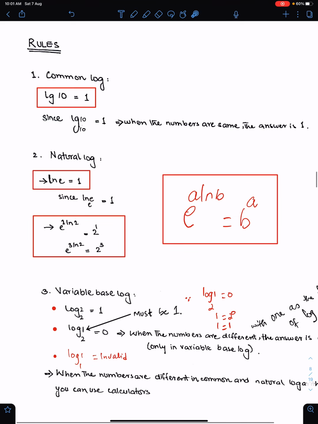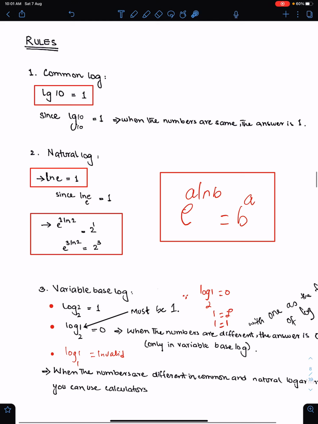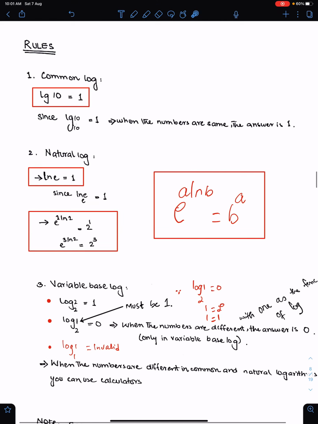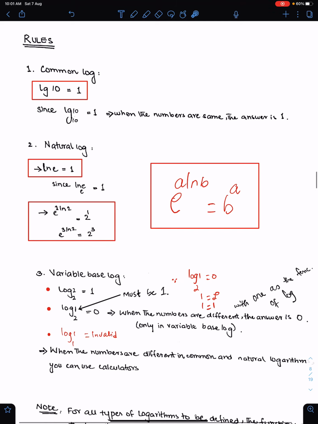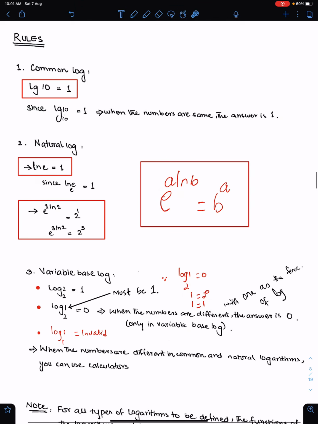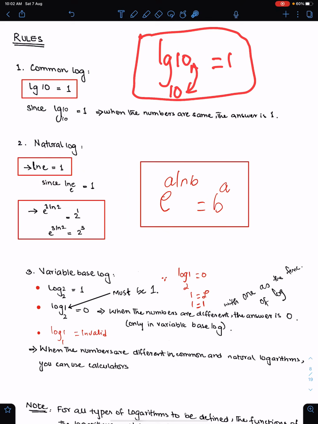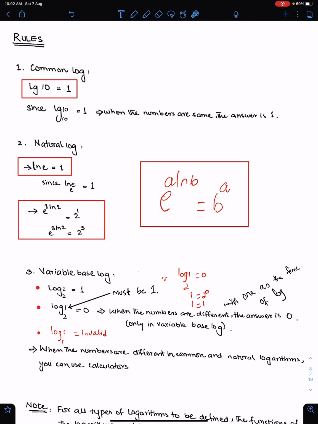Some important rules regarding all the three types of logarithms. For common log, log 10 is 1. Why? Because you know in LG the base of the log is always 10. This is also 10. So when both numbers are same, the answer is always 1. You can verify this through calculator. When the numbers are same, the answer is always 1.